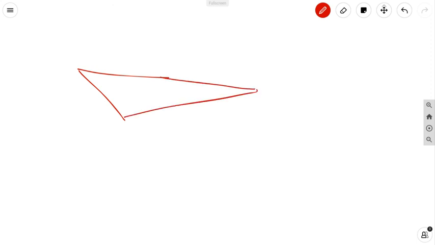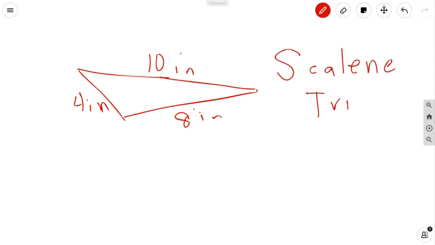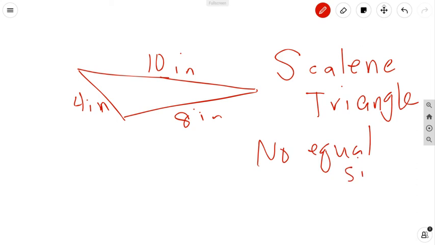Okay, it has no sides that are the same. Let's say this is 4 inches. Let's say this is 10 inches. Let's say this is 8 inches. When you see no sides that are equal, we call that a scalene triangle. And that has no equal sides. Okay, scalene triangle. Right, so really, every triangle is going to have two names.